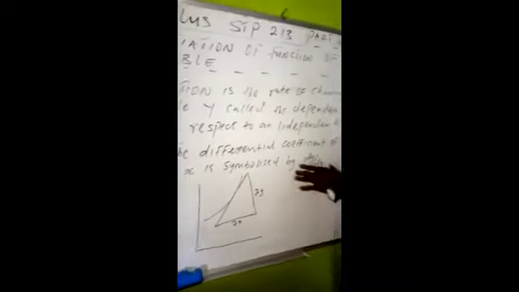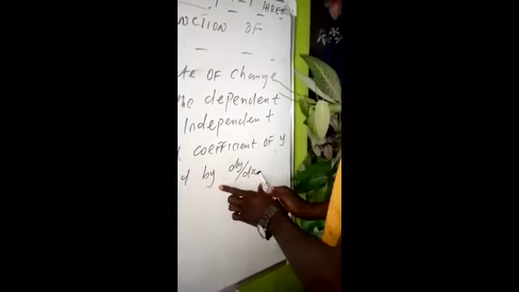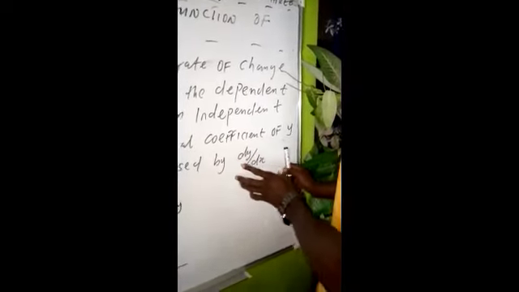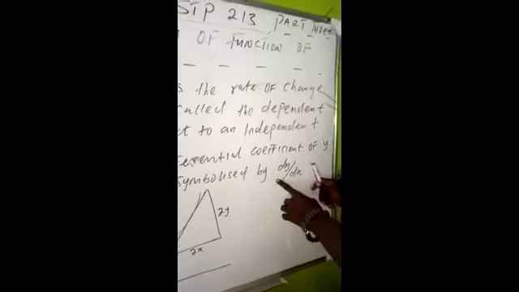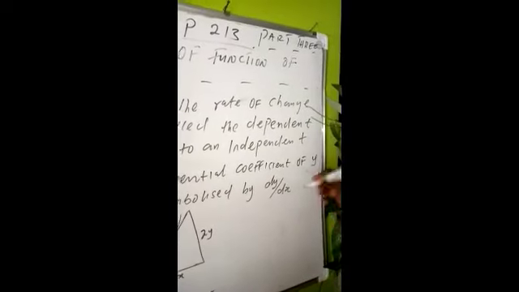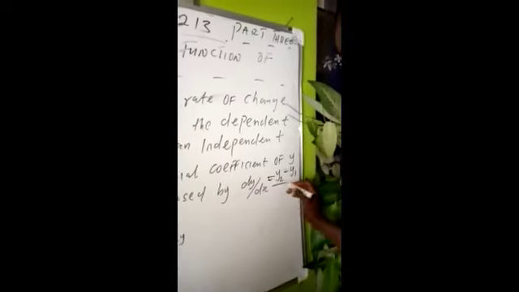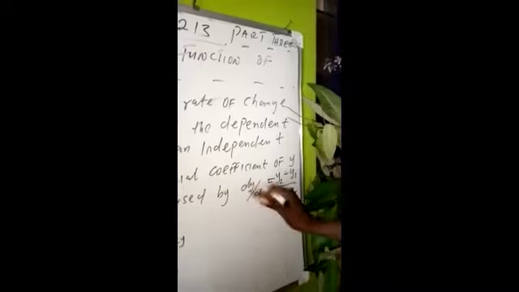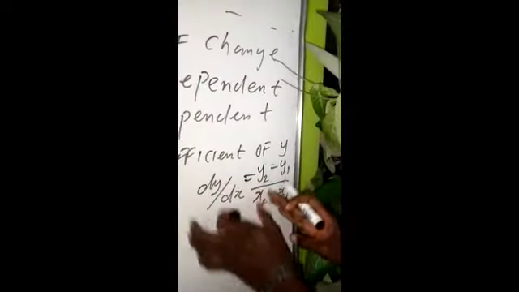This symbol is a notation. dy/dx simply means the slope, or if you don't want to call it slope, you can call it gradient. The summary of dy/dx is that it is equivalent to y2 minus y1 divided by x2 minus x1. That is the comprehension of dy/dx.